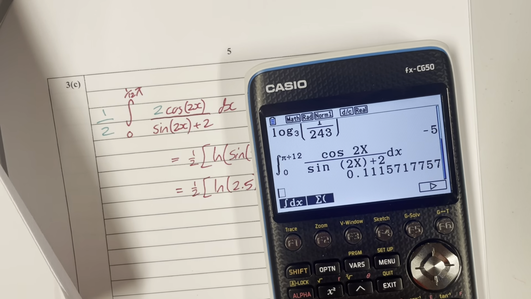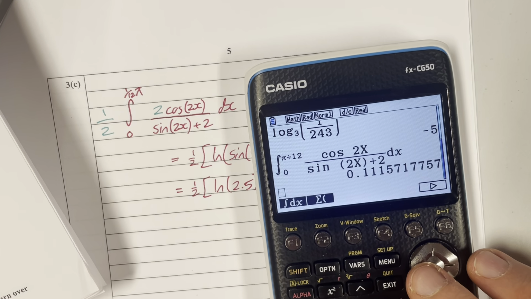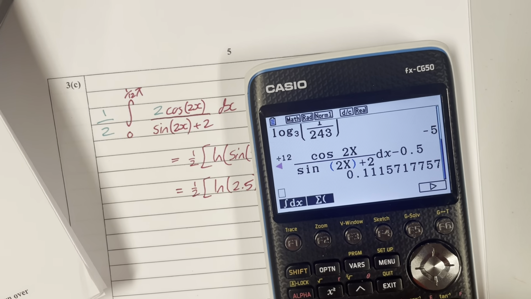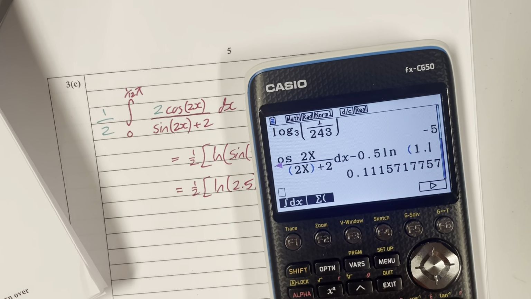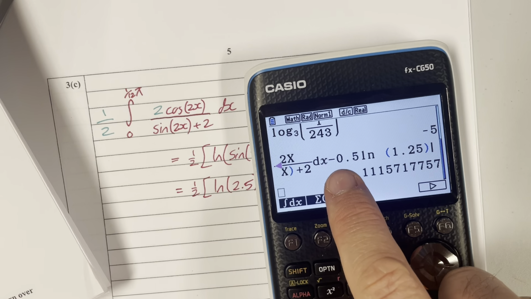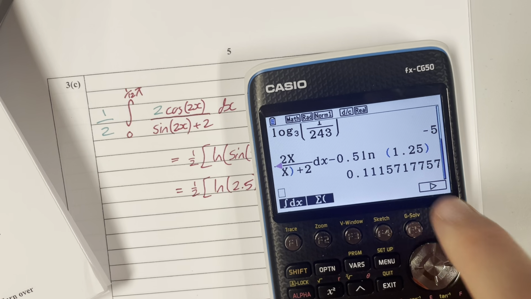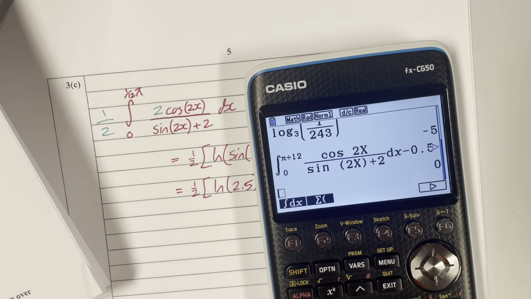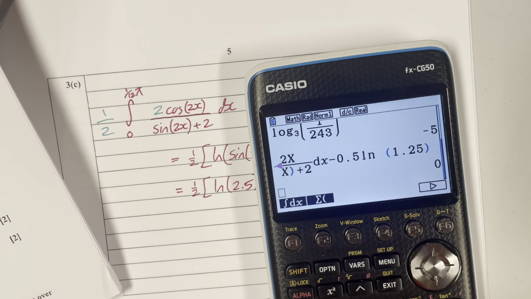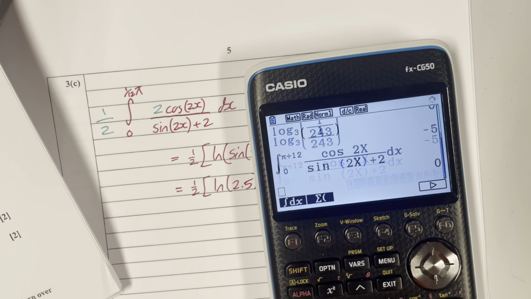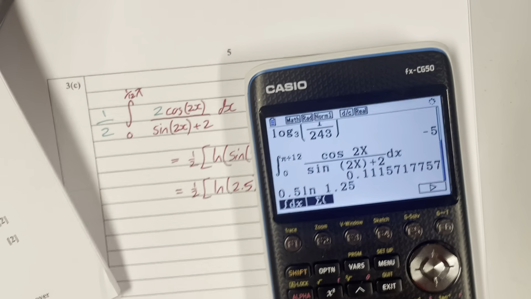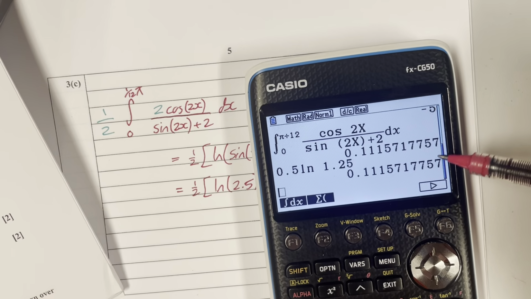Okay, now if I execute that, that's going to give me a load of junk. But if I subtract my answer, which was a half times the natural log of 1.25, if this was indeed the same as the value of the integral, then this will make the answer 0, which it does. So that confirms to me that my answer is correct. An alternative way to do that is to have the integral value there, and then to type in 0.5 times the natural log of 1.25, and then you can read off that they're both the same number.